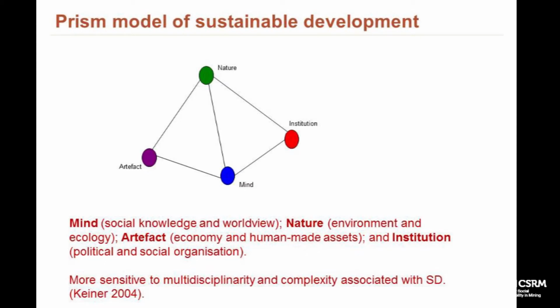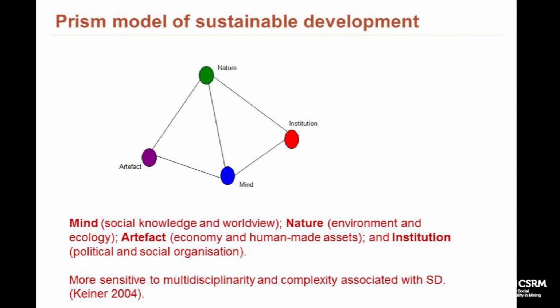So the ecological components come under the nature tab. Institution is the society, the political and the governance elements. Mind is where we talk about our social capital, as we'll talk in a bit. It's more the social knowledge and the worldview that exists around us. Artifacts are what we create, so human-made assets and economy.